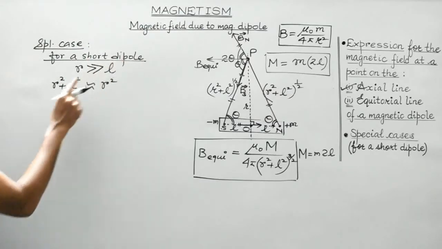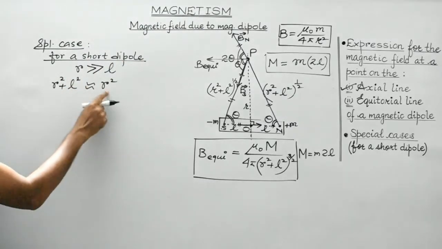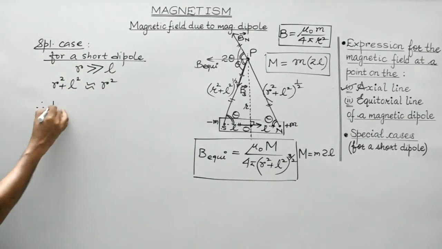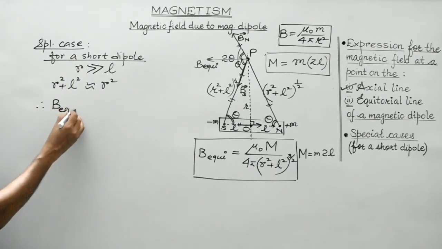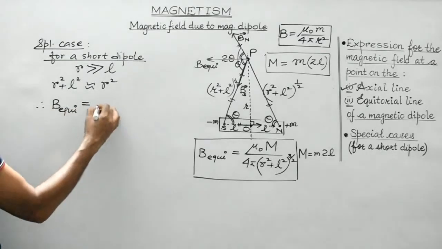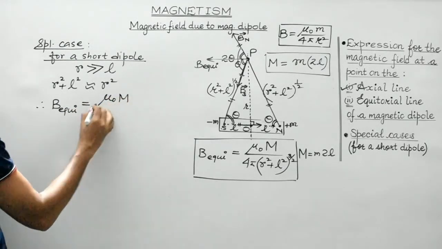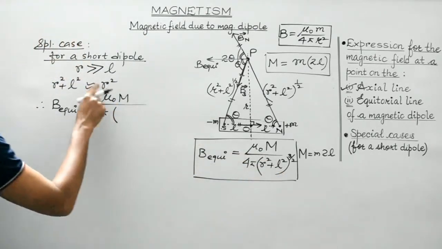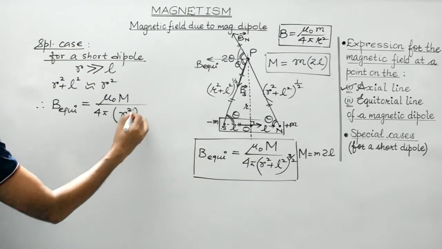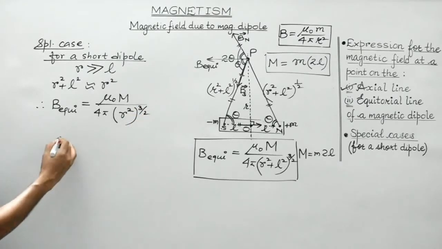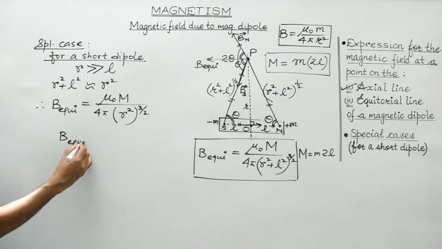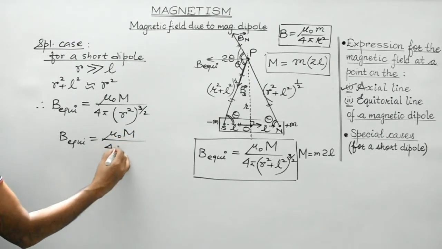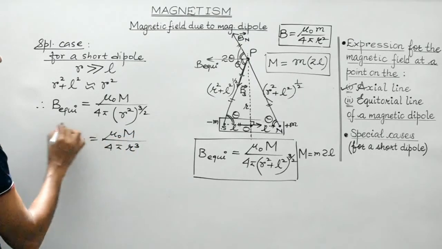Now for a short dipole, this assumption is to be used. So in place of r square plus L square, we can write r square. Therefore, for a short dipole, B equatorial will be equal to mu naught M divided by 4 pi, r square to the power 3 by 2. So that will give us mu naught M divided by 4 pi r cube.